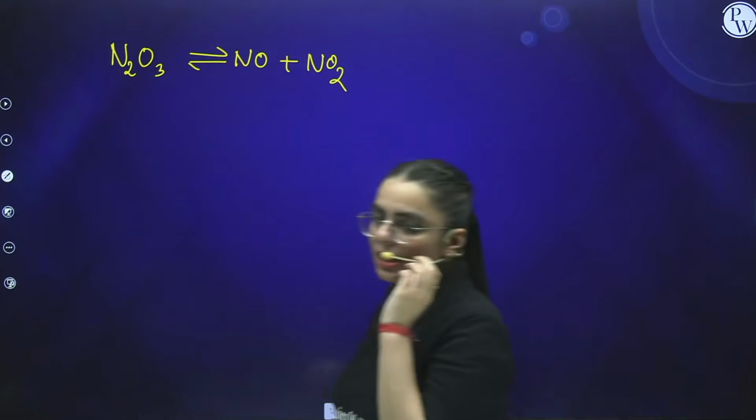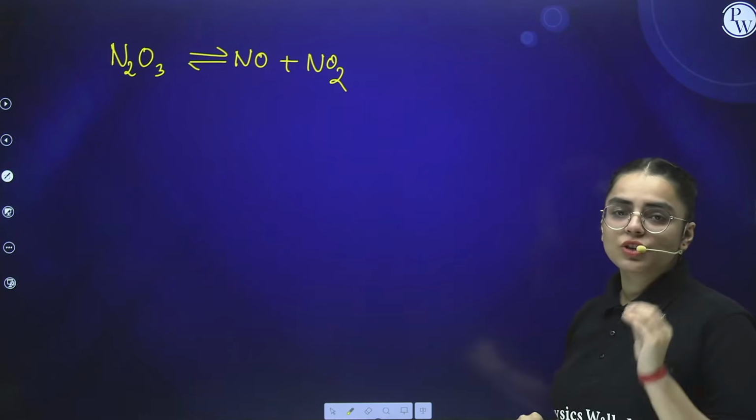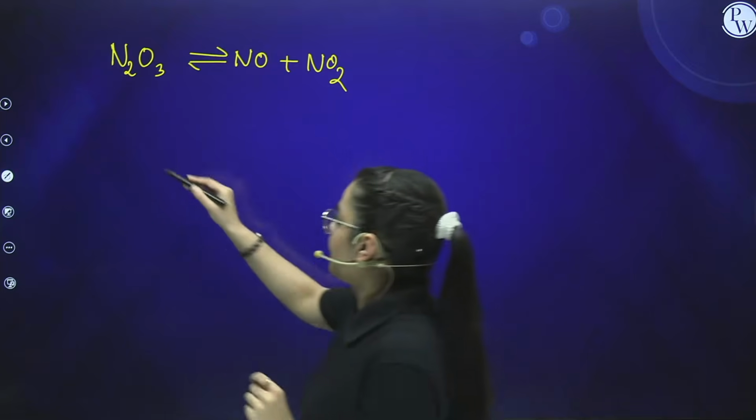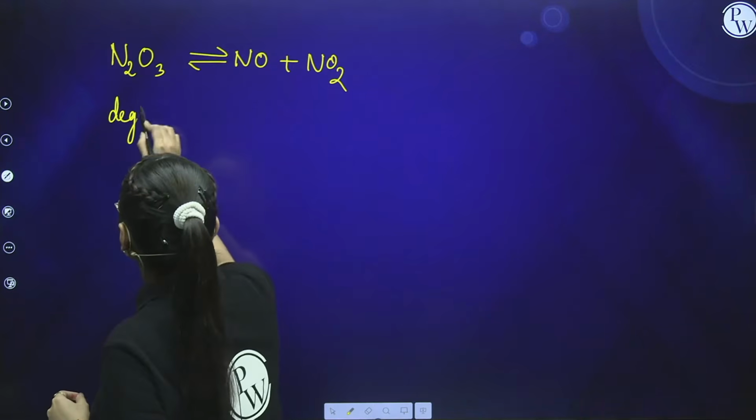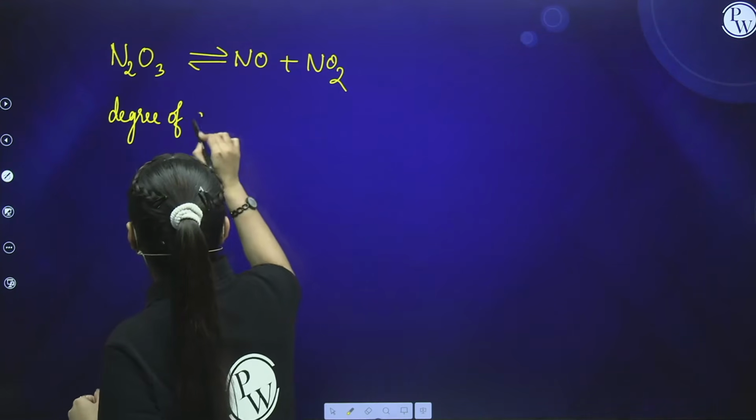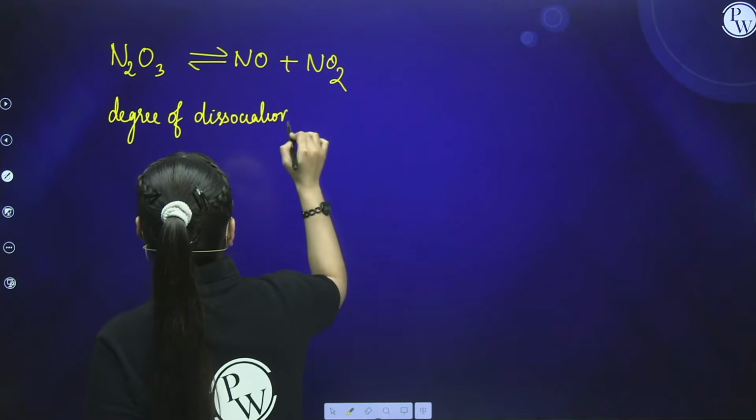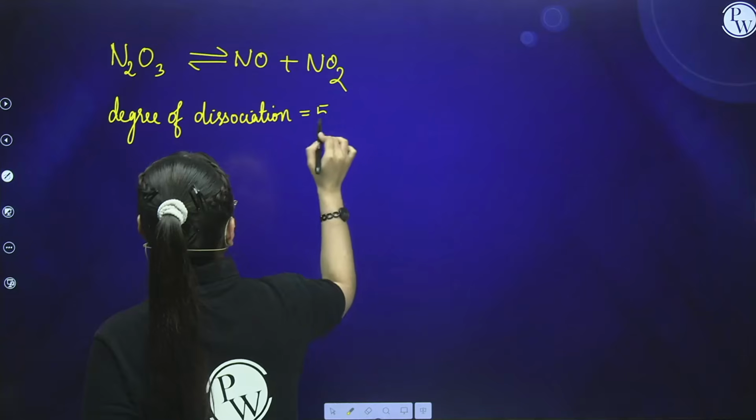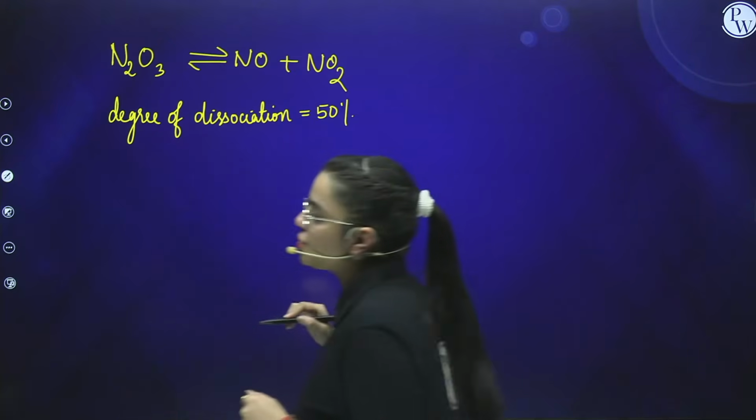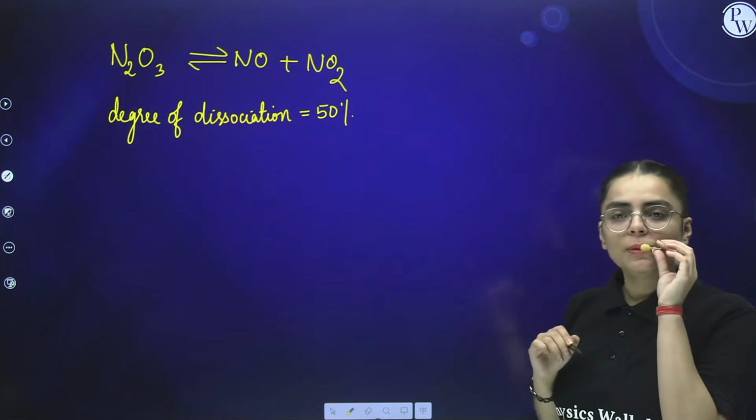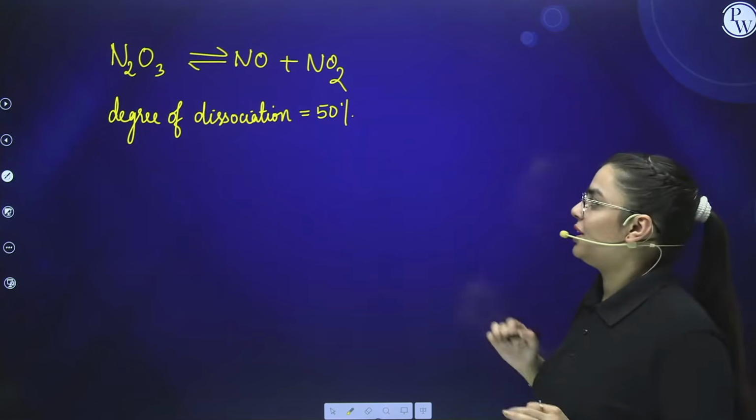Now, if I say the degree of dissociation over here is 50%. Degree of dissociation here is 50%. Now, when the degree of dissociation is given to you as 50% and the total pressure is P, calculate the value of Kp.